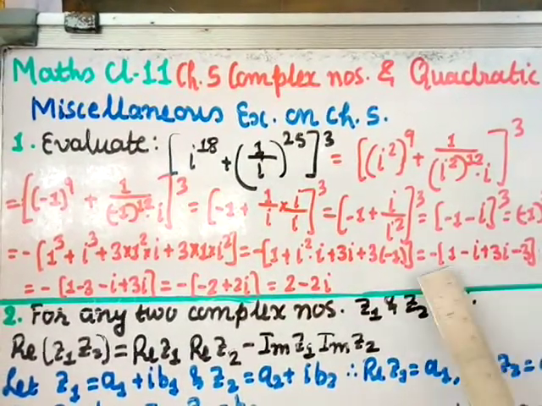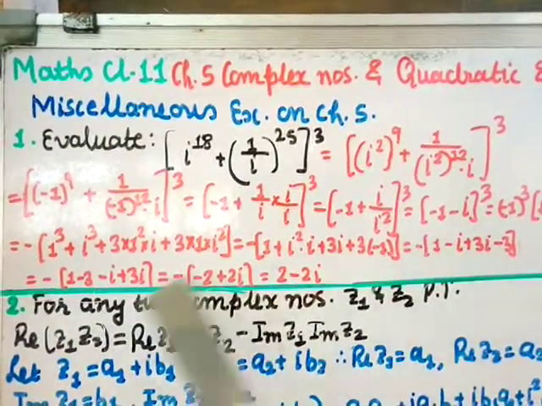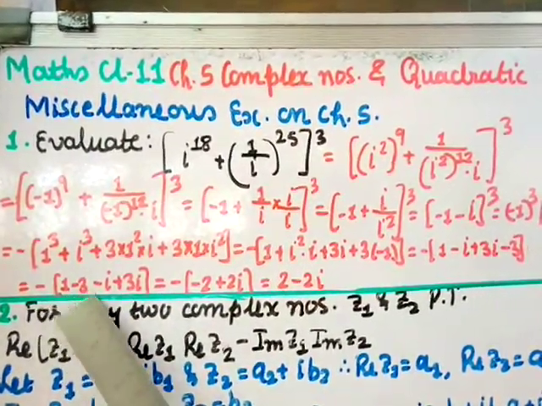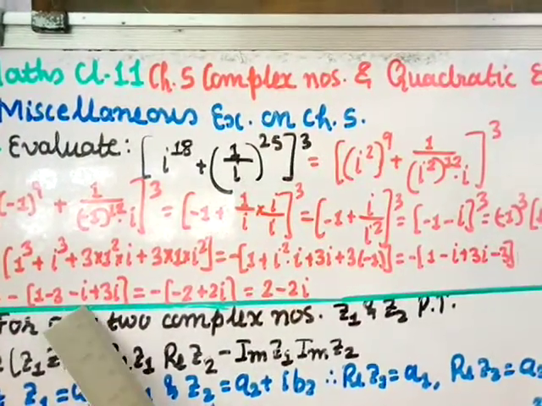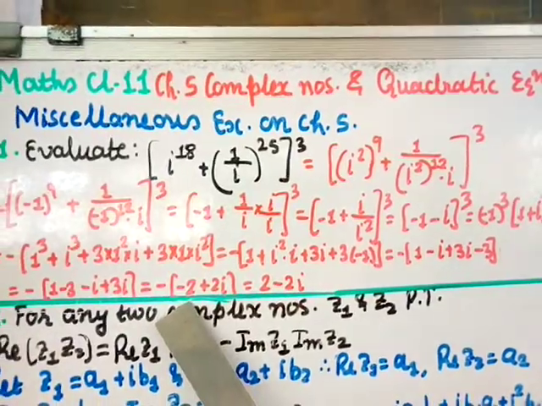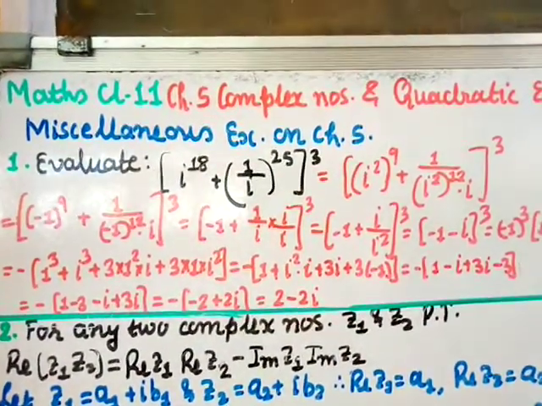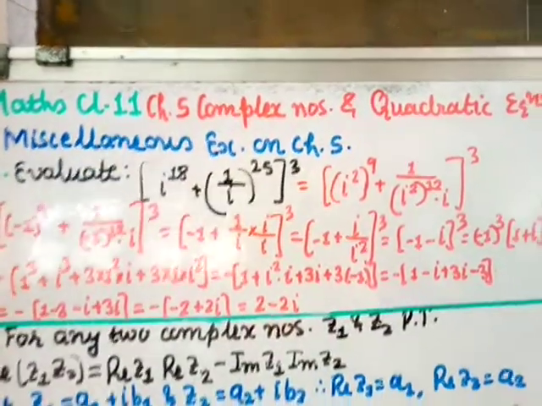Now here I can rearrange as minus 1 minus 3 minus i plus 3i, equal to minus 1 minus 3 is minus 2, plus minus i plus 3i is plus 2i. Multiply this negative inside, so you get here positive 2 and minus 2i. So that is the value of the given question number 1.